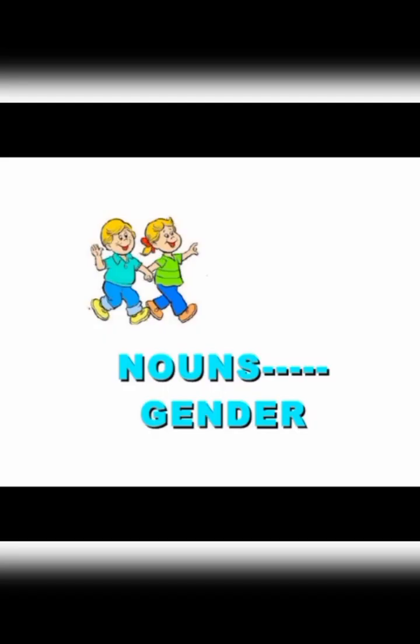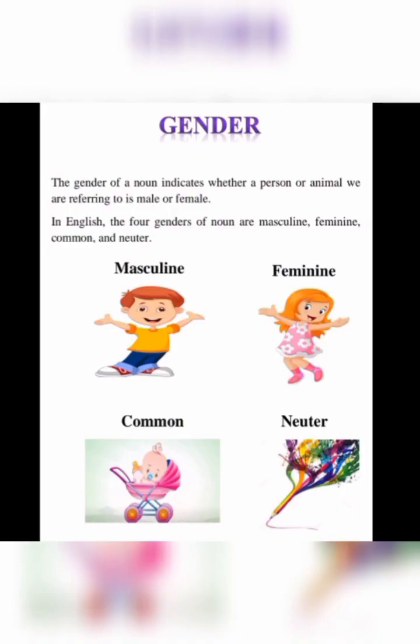Topic: change the gender of noun. All living things are either male or female. A noun that is the name of any male person or animal is said to be of masculine gender. For example, boy, man, father, horse, dog.